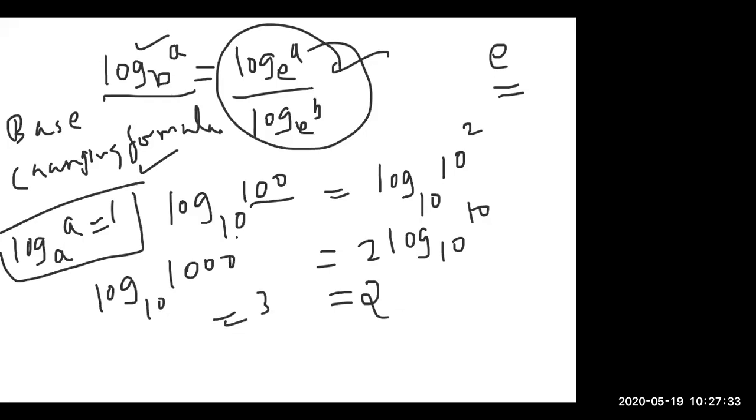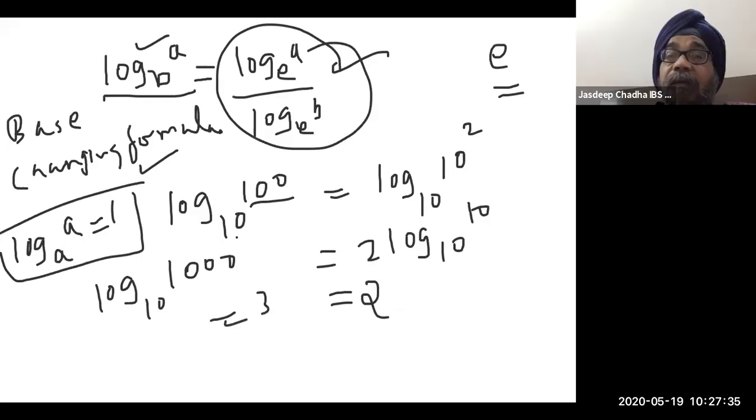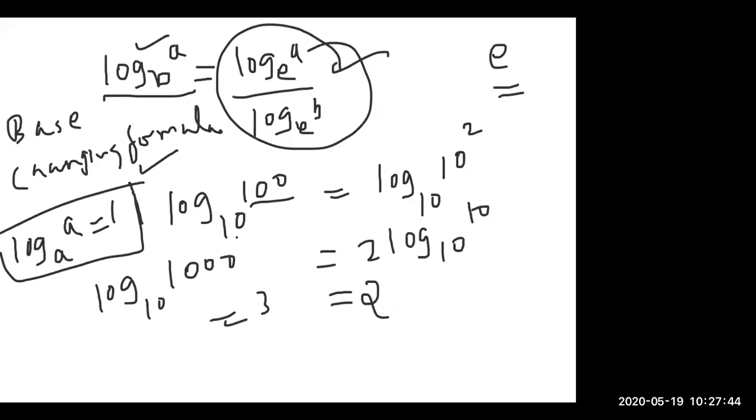Understand? Because this is the fundamental logic behind this: log a to the base a is 1. Correct? Clear? Shall I erase the screen?